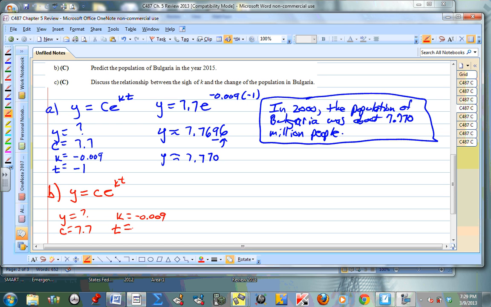And t, here's where we have to be careful, 2015. Remember, they gave us a population starting in 2001, so in 2015, it's 14 years after the initial value was given to us. So we're going to type into our calculator 7.7 times e to the negative 0.009 times 14. Now, remember, if the population is shrinking, we expect our answer now to be less than 7.7. Let's see what we get on our calculator.